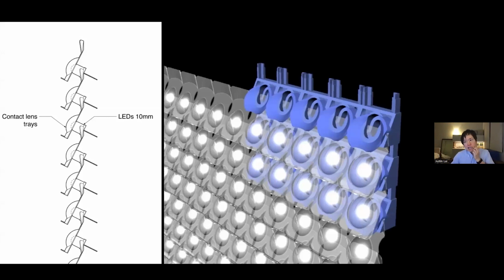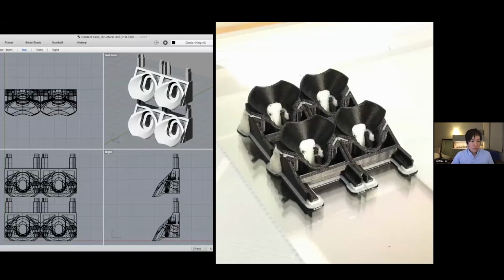So as I mentioned, those contact lens trays needed to be held in place to make that kind of square grid. And I came up with the idea of designing and 3D printing a custom holder. And here you see some views. It was modeled in Rhino. I modeled it in Rhino.